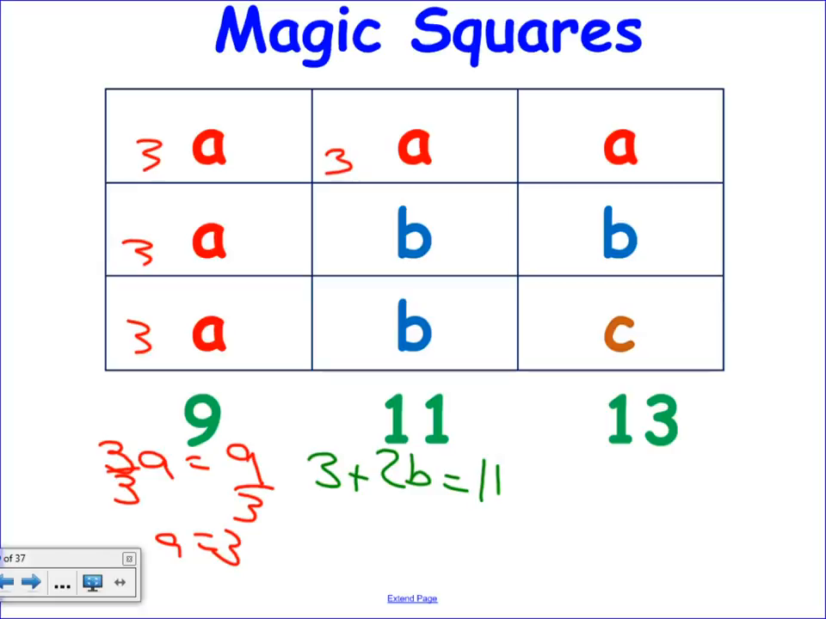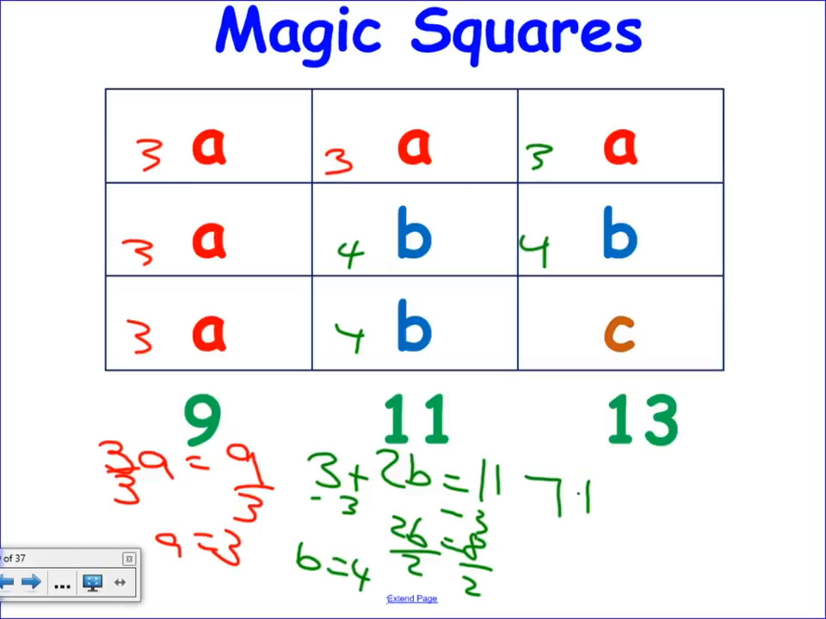look familiar? Two-step equation. Take the 3 away from both sides. 2b equals 8. Divide by 2, b equals 4. 4 plus 4 is 8, plus 3 is 11. Okay? And then finally, you know this is 3 and this is 4, so that's 7 plus c equals 13. Take 7 away from both sides, c equals 6.